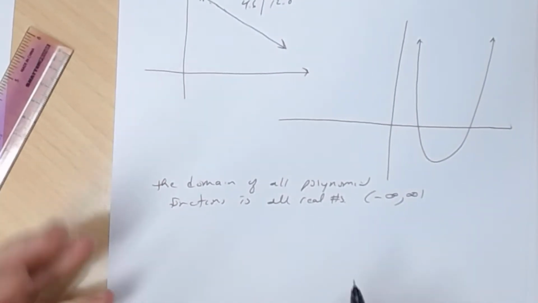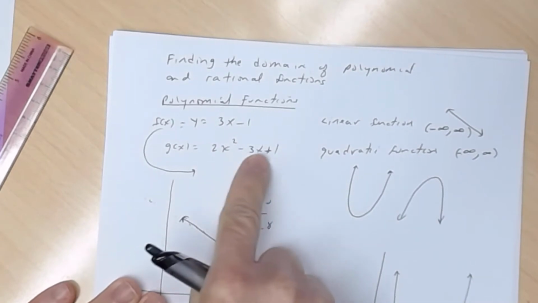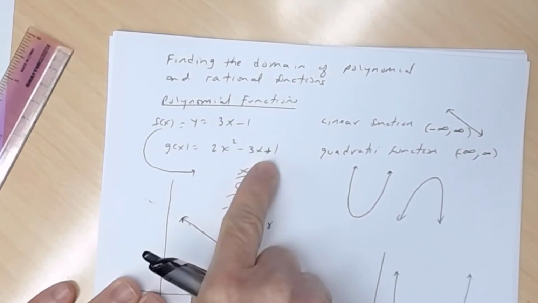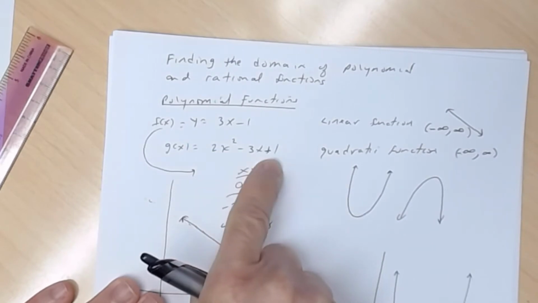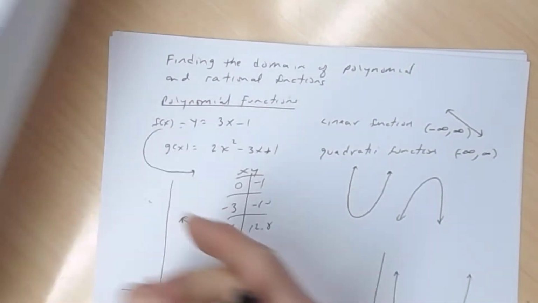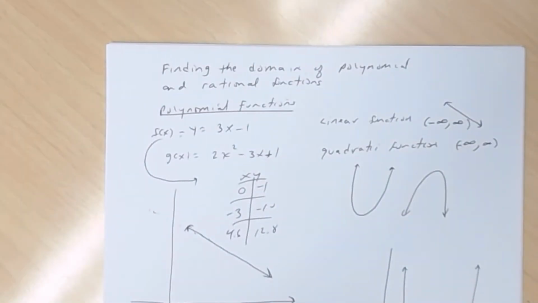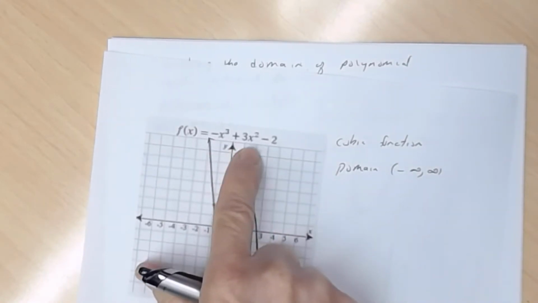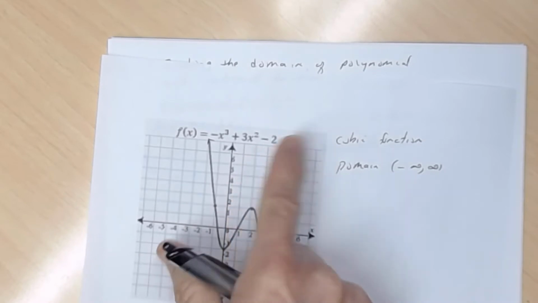And polynomial functions will look like this. It'll be a bunch of terms. See, in this case I had 2 terms. In this case I had 3 terms: 1, 2, 3. In this case your terms are 2x squared, a negative 3x, a positive 1. In this one here I have 3 terms as well: negative x cubed plus 3x squared minus 2. But you can have more than 3 terms.